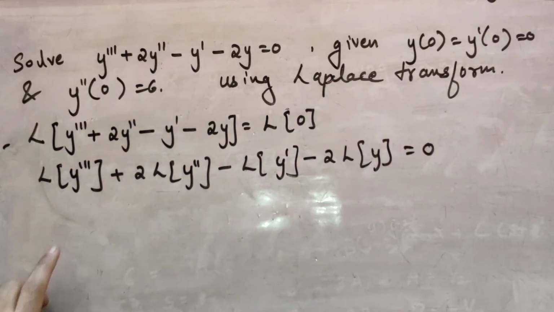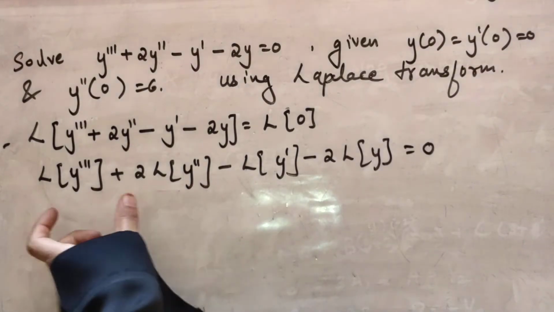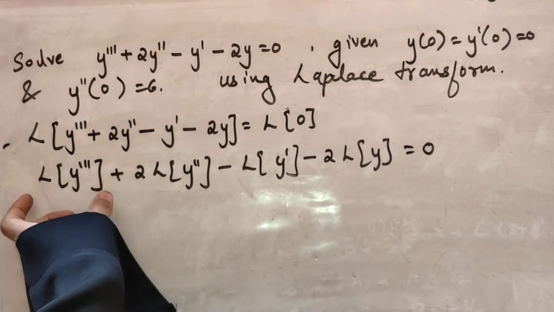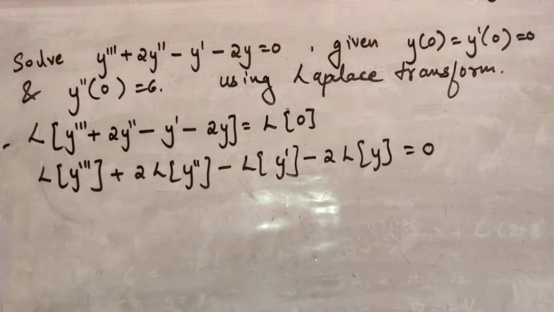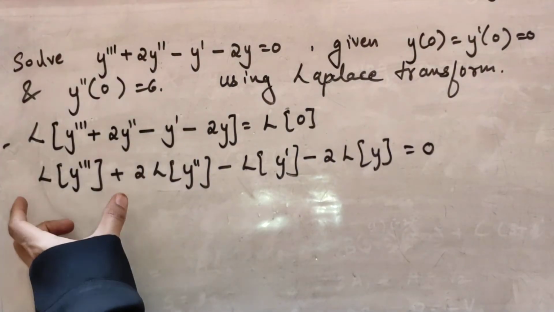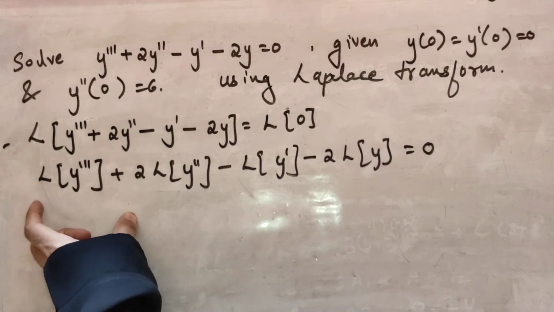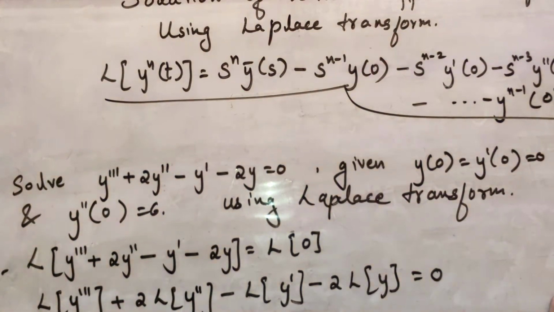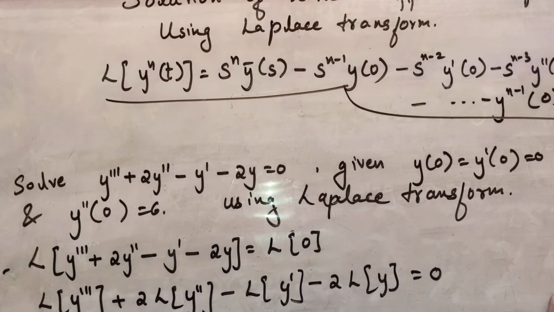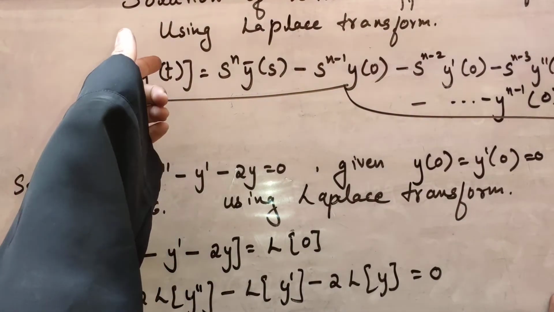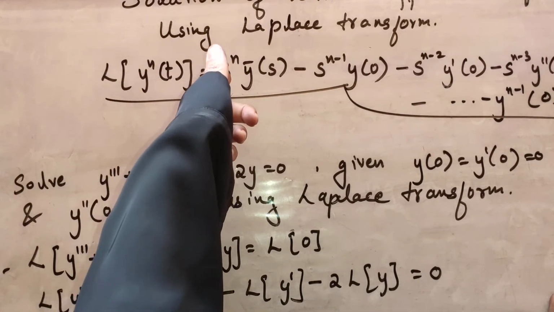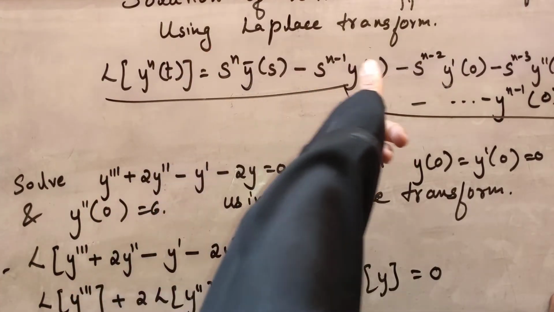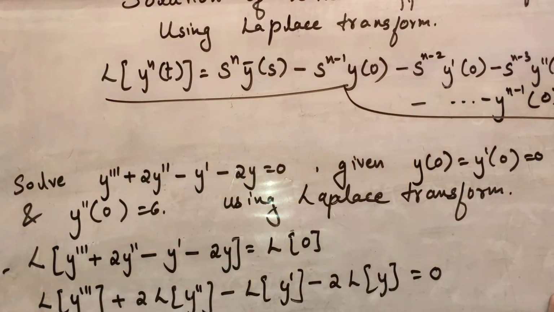Now let us discuss how to expand all this. You are going to expand each of these brackets using the formula which I gave you at the end of my previous session. The Laplace transform of y triple dash we have to expand using this formula. I have written it on top, the previous session formula. The Laplace transform of y to the power n, that is the nth derivative of y, is s to the power n, y bar of s, and so on. Using the same thing, we are going to do it here.